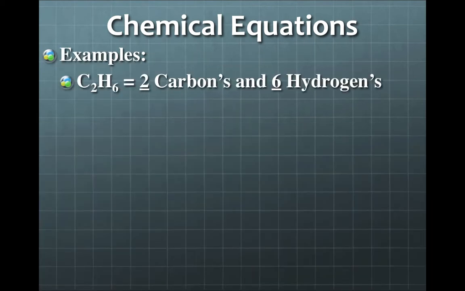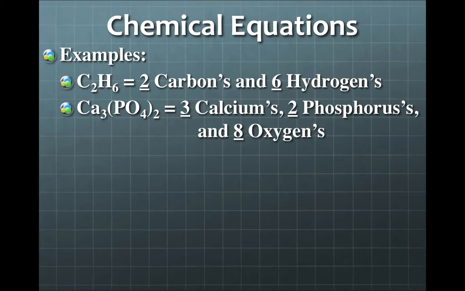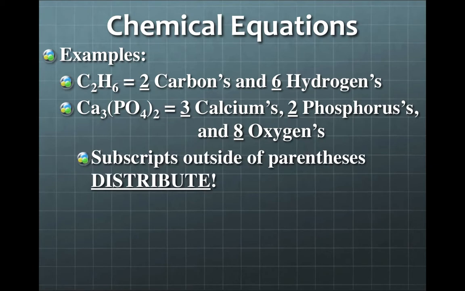Some examples. Again, you guys already know how to do this, so I'm not going to spend any time on this. C2H4 means you have 2 carbons, 4 hydrogens. Ca3(PO4)2, in this case, we have a parenthesis, so don't forget you have to distribute the 2. So we have 3 calciums, 2 phosphoruses, and 8 oxygens, 2 times 4. Just make sure, this is going to be very important later in this chapter when we have to do what's called balancing the equation. You have to distribute that subscript if it's on the outside of a parenthesis.